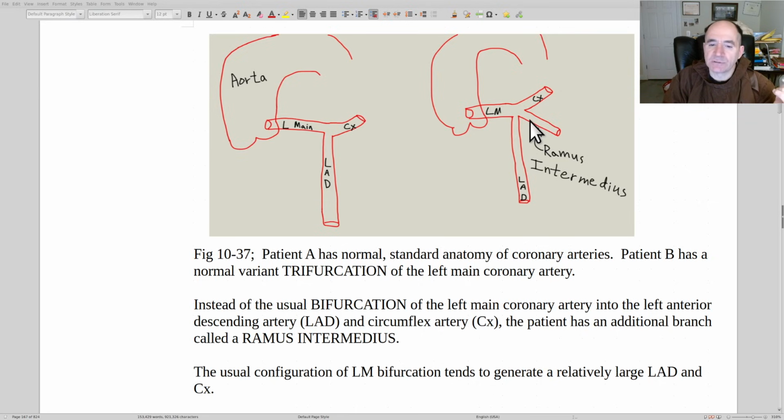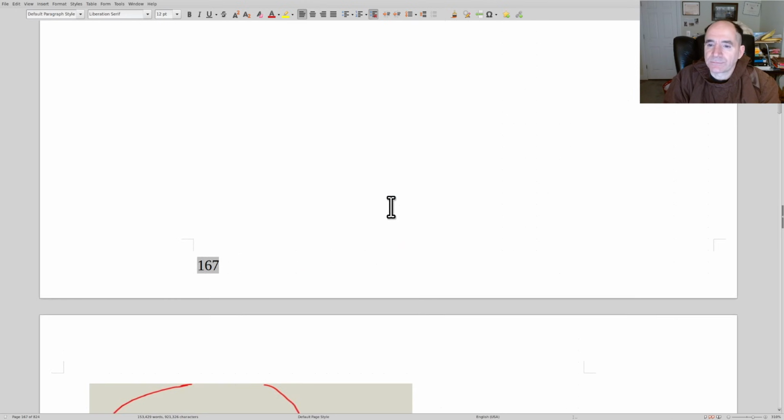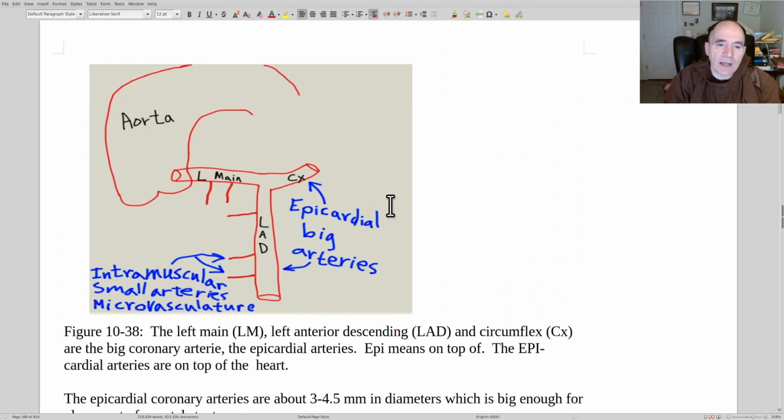The relevance is smaller arteries are more prone to having occlusions due to atherosclerosis. They're harder to stent, a small artery versus a bigger artery. And they're harder to bypass too. You don't know if you have this anatomy. Any of us could have this anatomy. We don't go around checking this sort of thing. So the smart move is assume you have it and optimize your risk factors. If you do that, you'll get the best possible outcome.